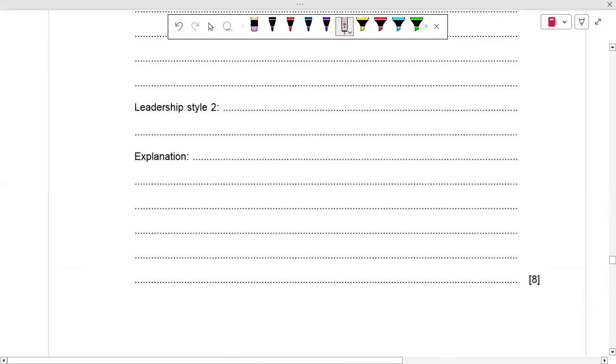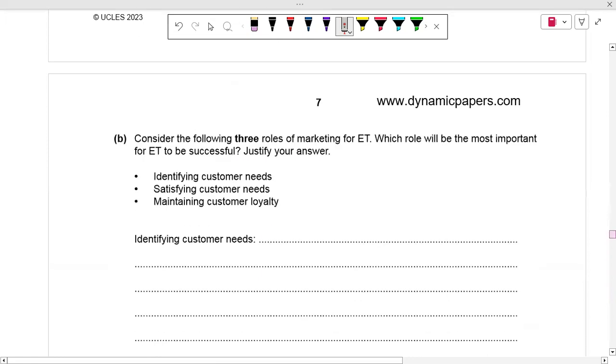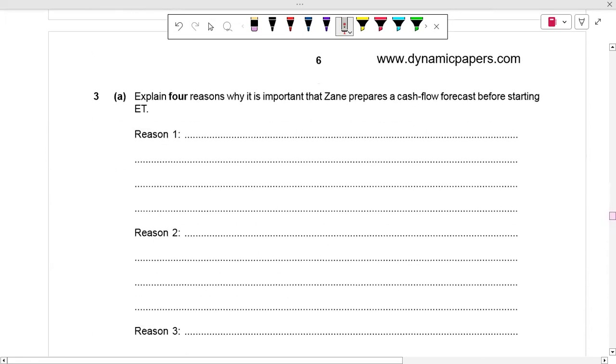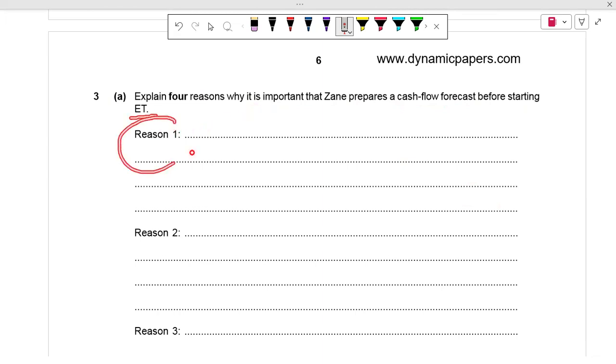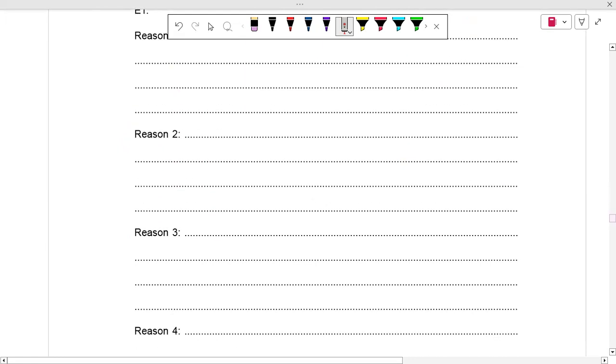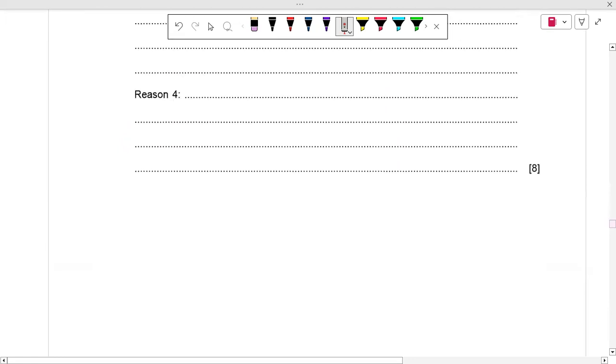Okay, so in question number 3, they are asking to explain 4 reasons why it is important that Zen prepares a cash flow forecast before starting ET. So we will discuss the reasons why cash flow forecasting is very important whenever we are going to start a new business.